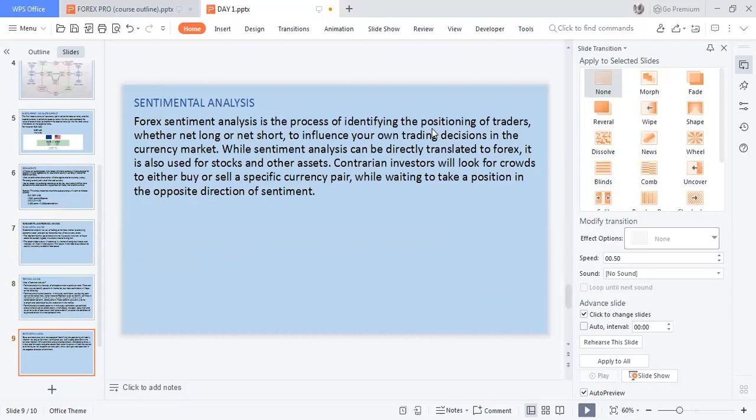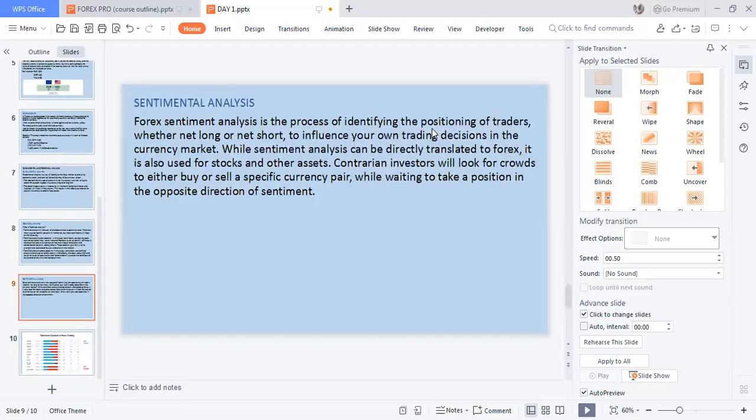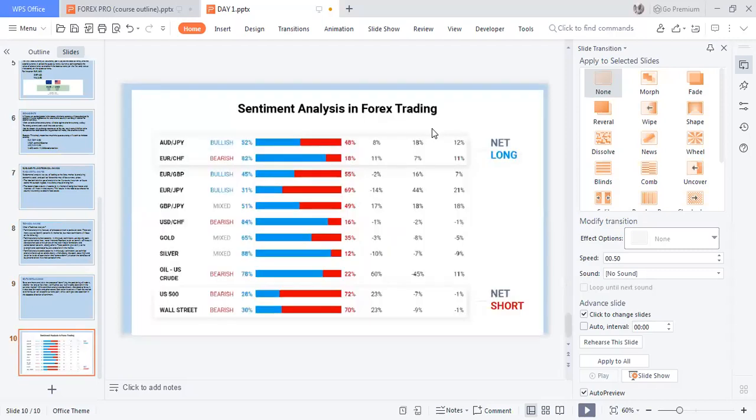Sentimental analysis is the process of identifying the position of traders, whether net long or net short. So you now use their decisions to make your own decisions. If you look at this chart, AUDGBP, there is a net long when the bull is longer than the bear. But there's a net short. Look at where you have net long and net short. Net short means that the bull seems to be small and the bear seems to be long.